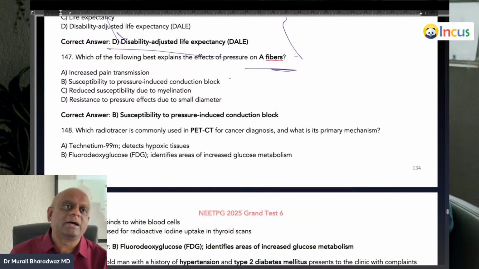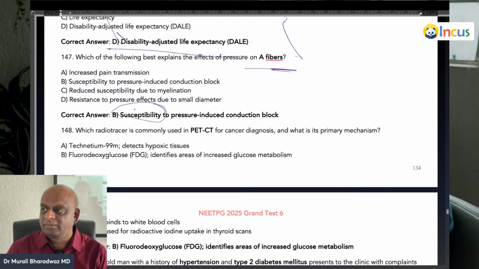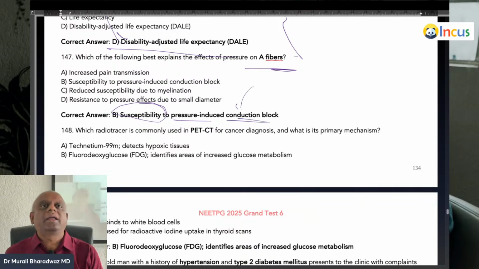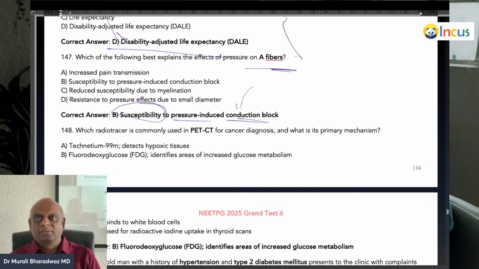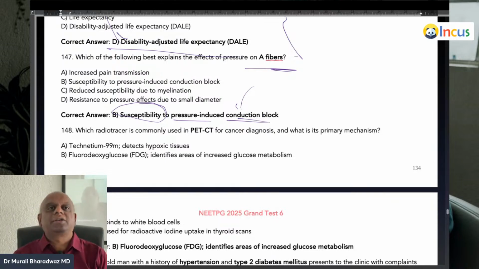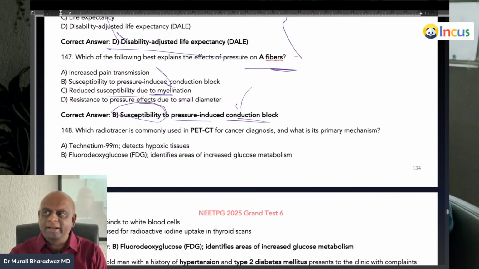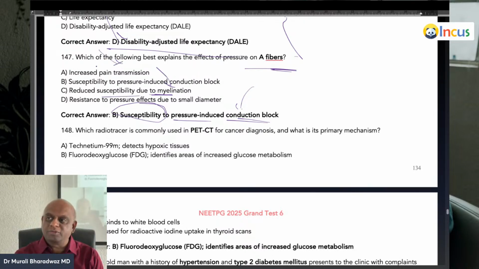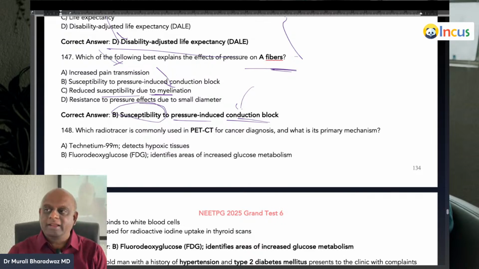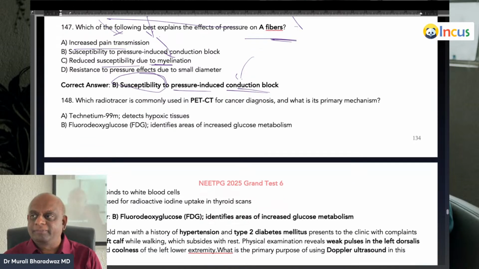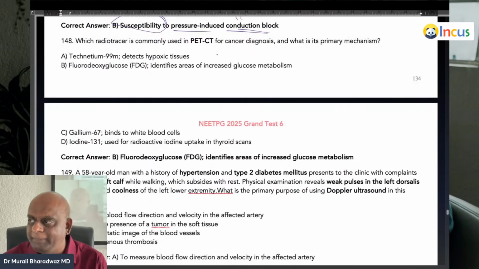What is A fiber in the nerve fiber classification? There is a susceptibility to pressure-induced conduction block. They are myelinated. But pressure does not create any susceptibility to myelination or pain transmission. Right? There will be no increased pain transmission. There is a decreased pain transmission if they are being put under pressure. They are pressure sensitive.